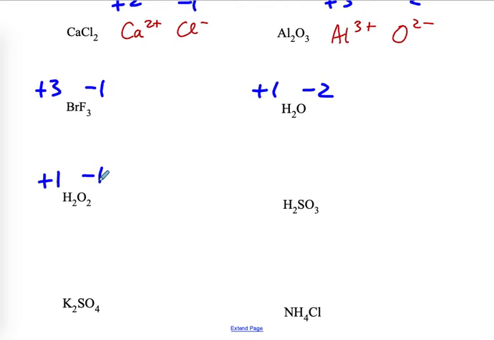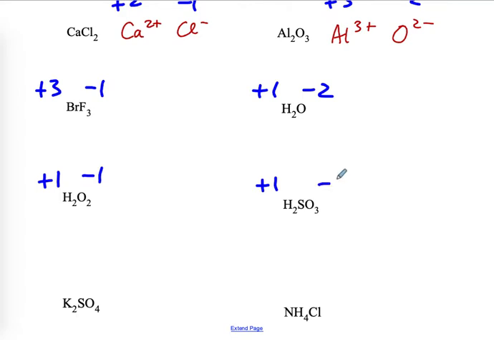H2SO3, sulfurous acid: hydrogen has an oxidation number of +1, oxygen has an oxidation number of -3. In order for the sum of the oxidation numbers to be equal to 0, pause the video and think about that for a minute. 3 oxygens with an oxidation number of -3. I'm sorry, that was a mistake, -2.